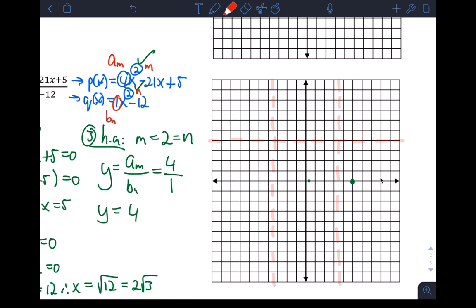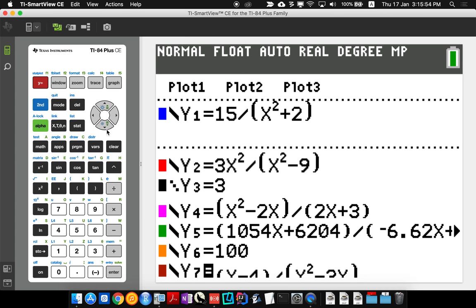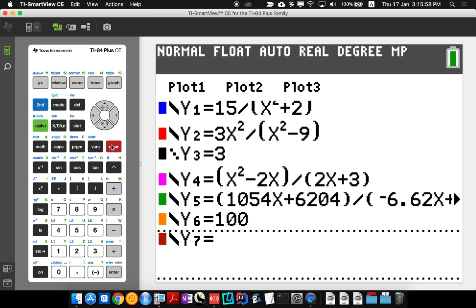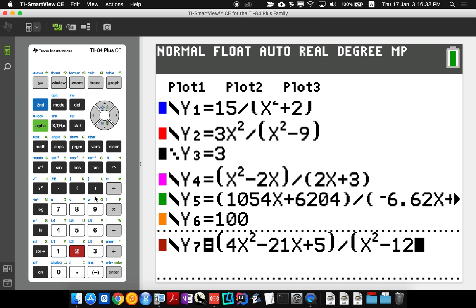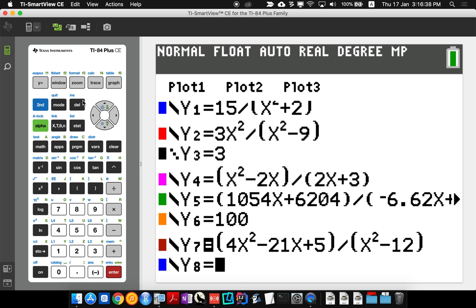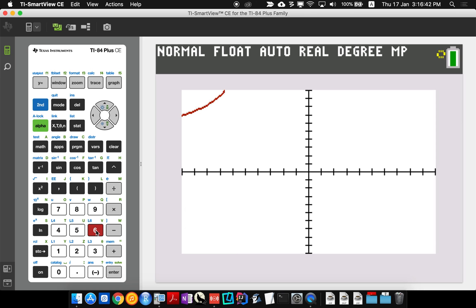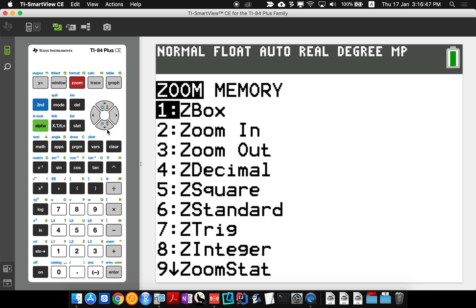And now we want to graph the function. If you go to your calculator, you will see something similar happen again as in the previous question. Let me clear this out, and we'll put this in here. I think you might have to zoom a little bit to make this work. So let's see, 4x squared minus 21x plus 5, and then divide by x squared minus 12. If you graph that, let's try zoom standard and see what happens, but I don't know if that's going to work properly. Oh, it works fairly well, so let's zoom out a little bit.